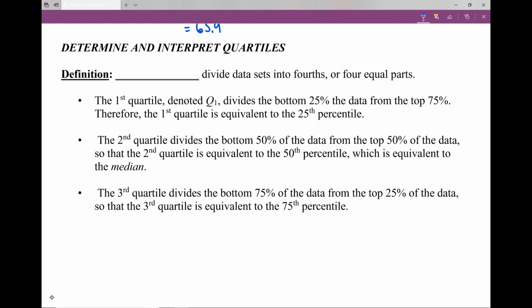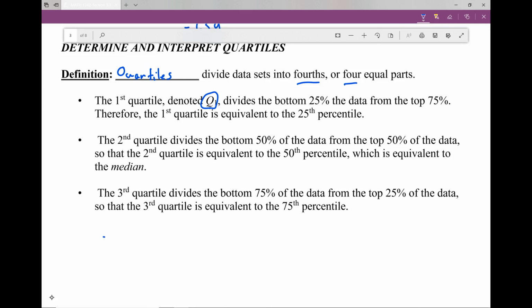In this video, we are going to continue looking at our measures of position, but this time instead of z-scores or percentiles, we're going to look at what is called a quartile. Quartiles are where we divide things up into 4 equal parts. The first quartile, denoted Q1, divides the bottom 25% of the data from the top 75%.